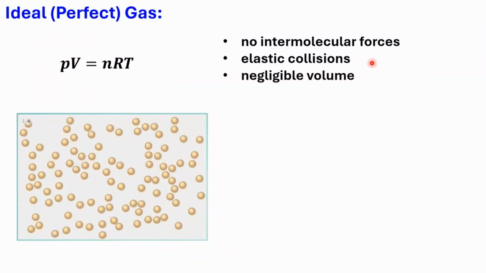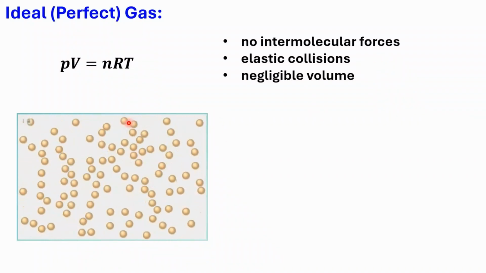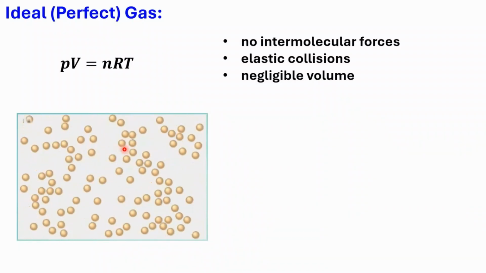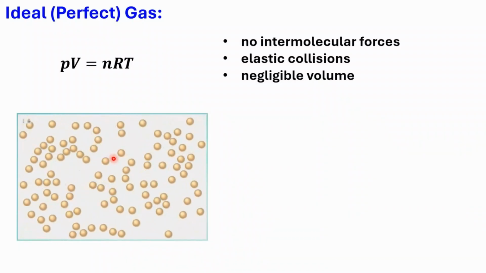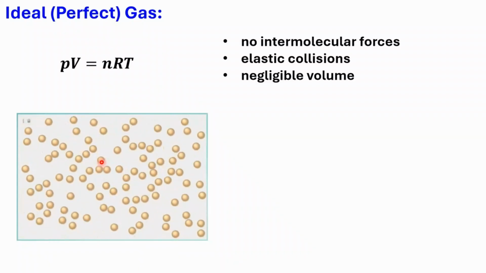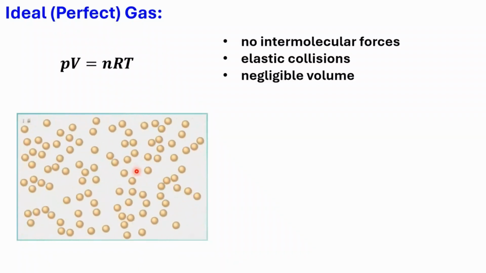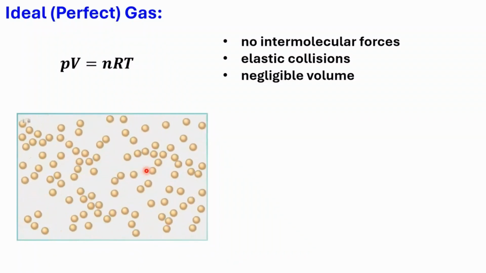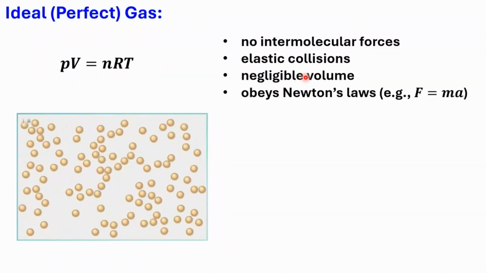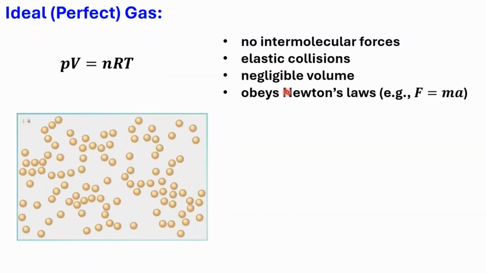There's negligible volume compared to the size of the container. So if you look at this container, an ideal gas would take up almost no space. Now, this is a very poor example because the molecules take up a lot of space, but in an ideal gas, there's like no volume. And then also they obey Newton's laws of motion.